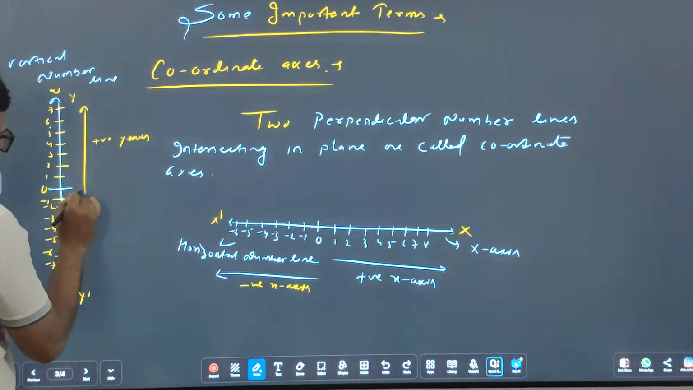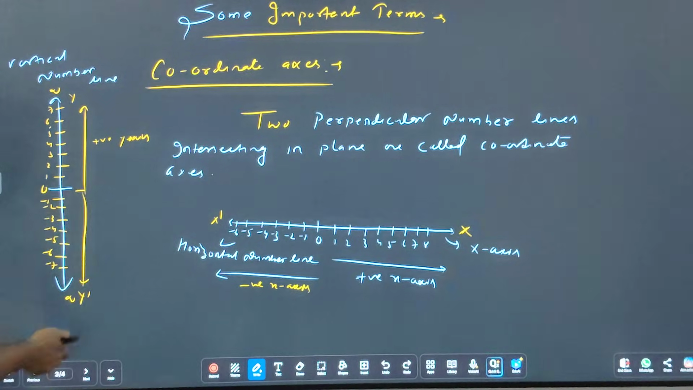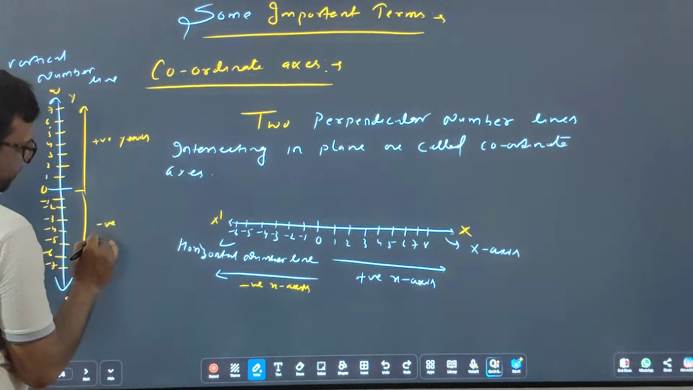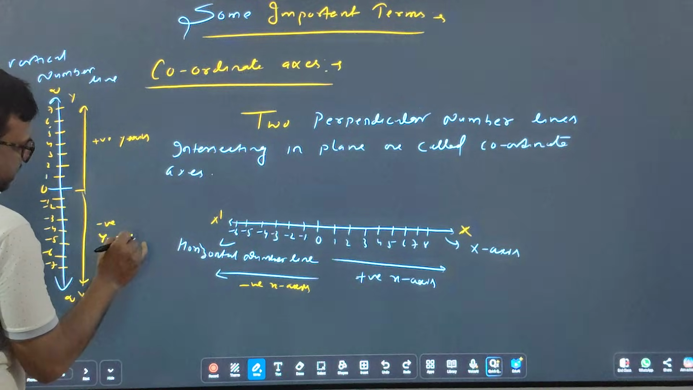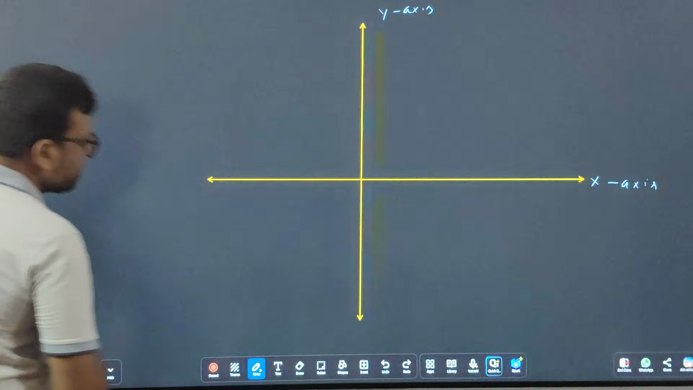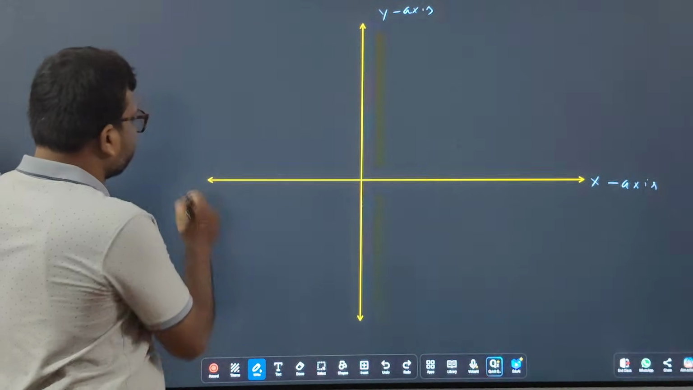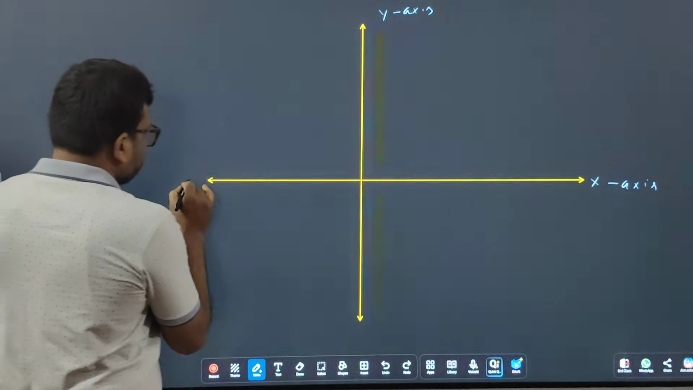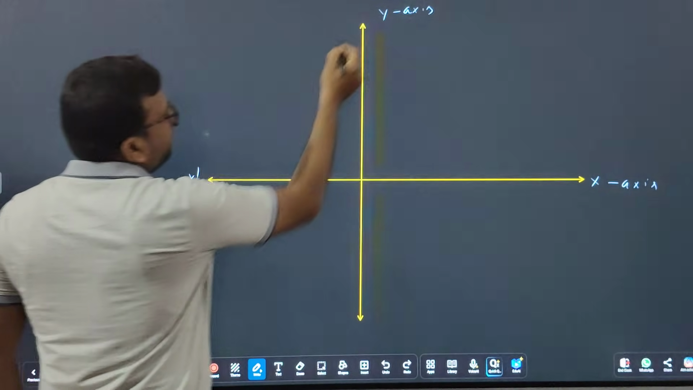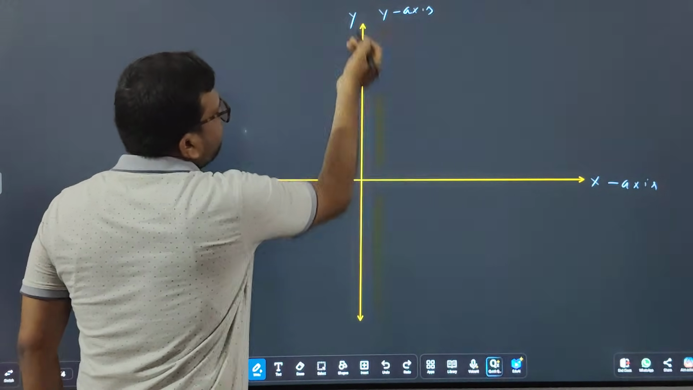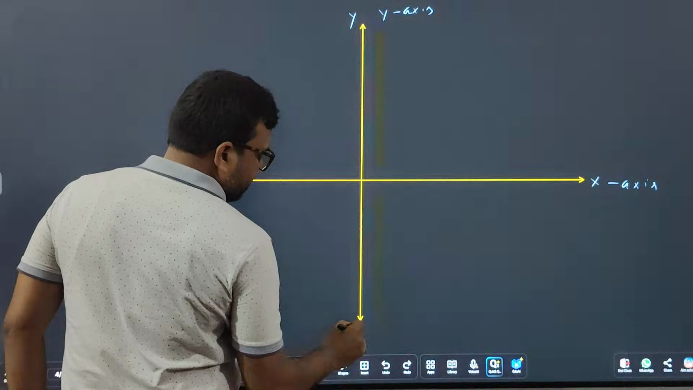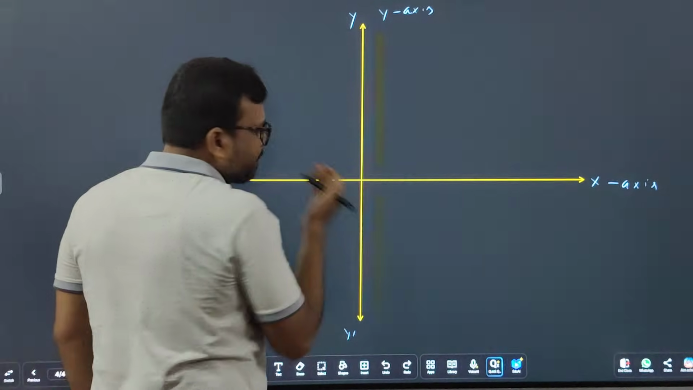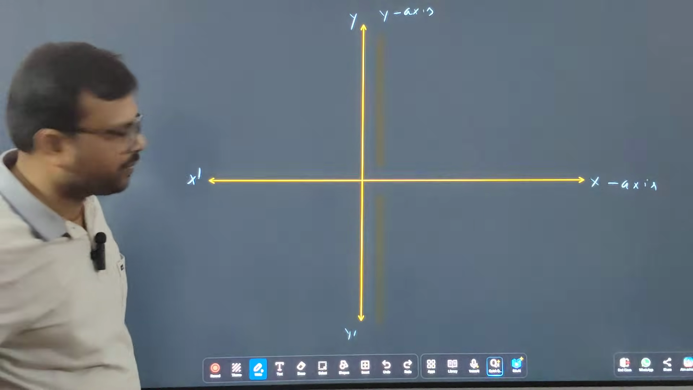In the same way, above the origin the y-axis is called the positive y-axis, while below the origin it is called the negative y-axis. So now see here, the left portion is called x dash, above the origin is called y, and below is y dash. A dash represents a negative number.